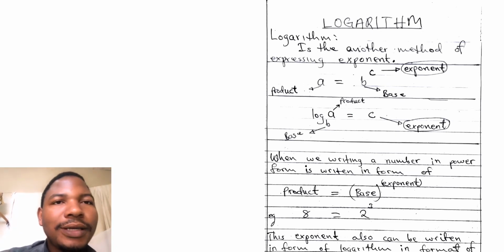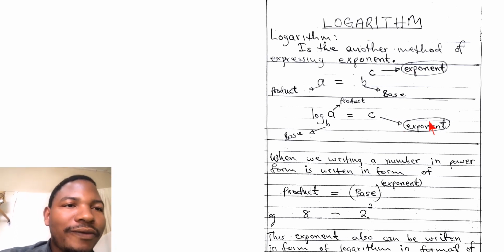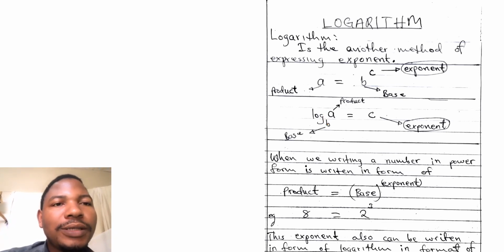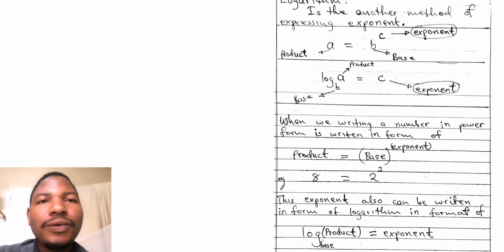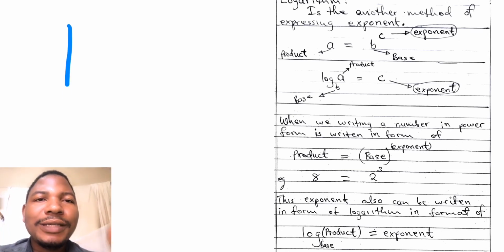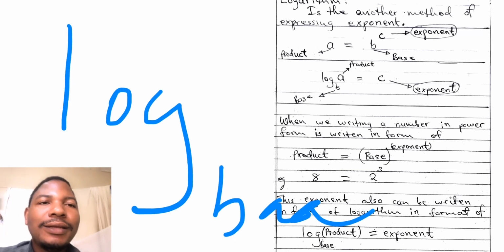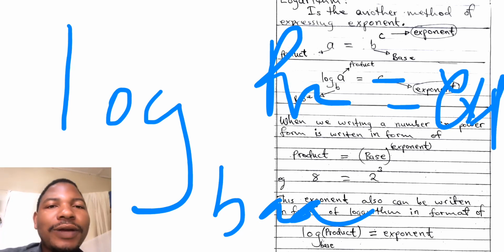This means hii exponent tumeiexpress kuja kwenye format hii. That's why tunasema logarithm is another way of presenting or expressing the exponent. Very simple like that. Okay, and always you have to note, logarithm must be written in this form: log, here is a base, then here we are supposed to write the product is equal to exponent. That is the format of writing logarithm.